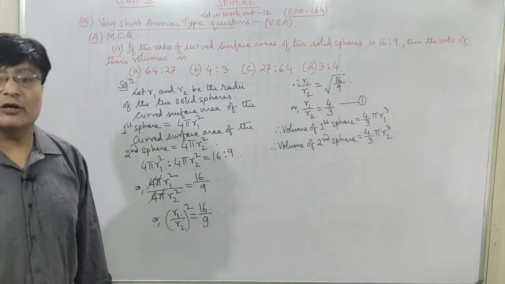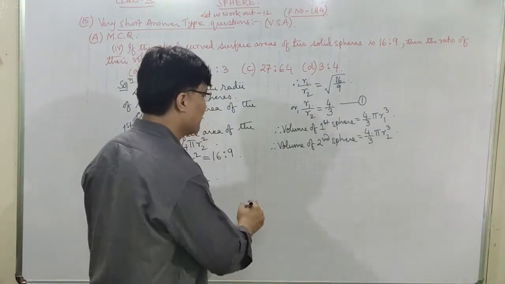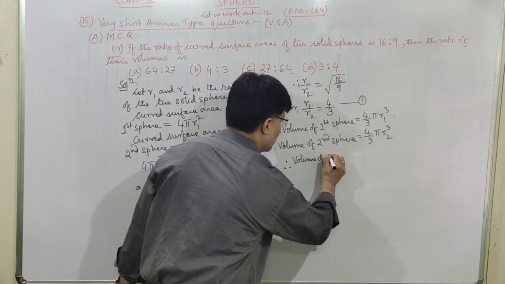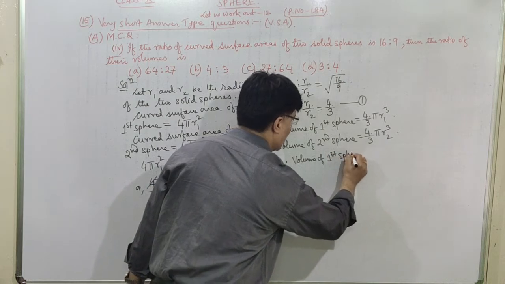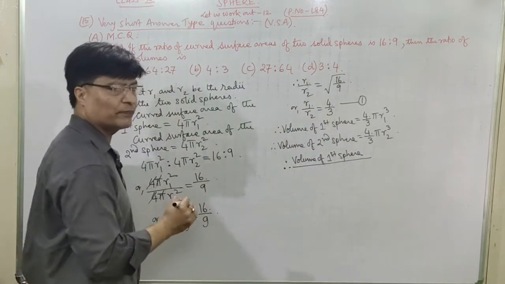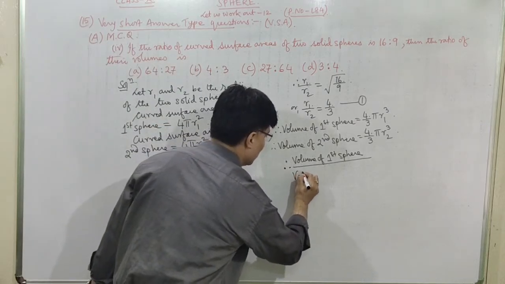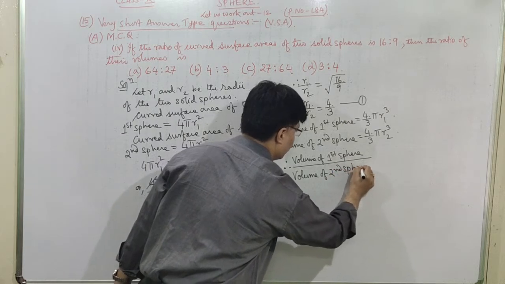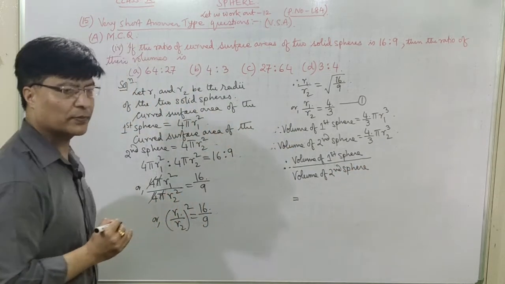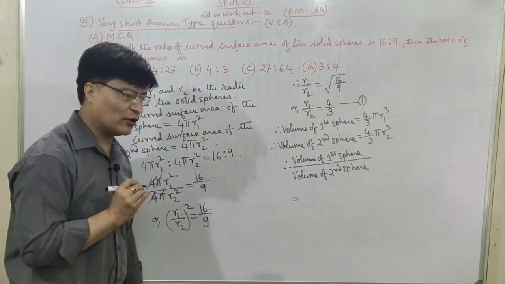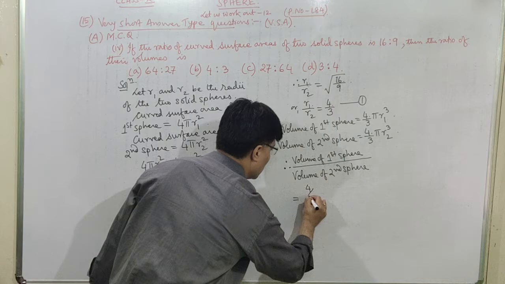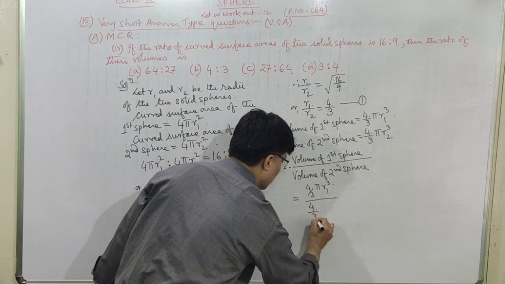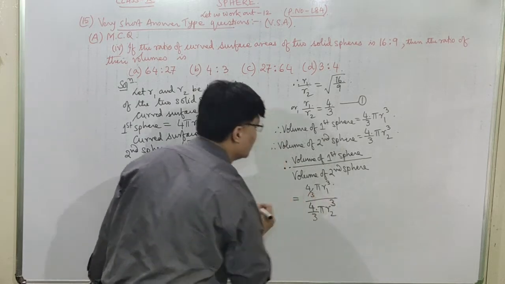Now we find their ratio. Let us find out their ratio now. So let us write it in terms of fraction. That is volume of first sphere divided by volume of second sphere, right? So let us put their values. Volume of the first sphere is 4/3 pi r1 cube divided by 4/3 pi r2 cube.